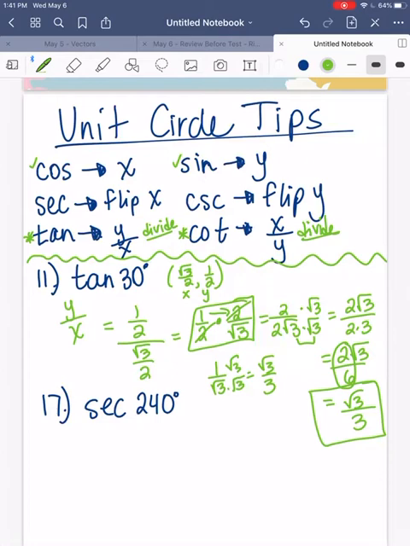All right, at 240 degrees, let me write down the ordered pair. Okay. Now, it says secant, okay? So go back up here to your formulas. Secant says take the x and flip it. So here's my x value. I'm literally going to flip it around, which means the bottom's going to go to the top and the top's going to go to the bottom, like that. And then that just equals -2. So that's your final answer, okay?